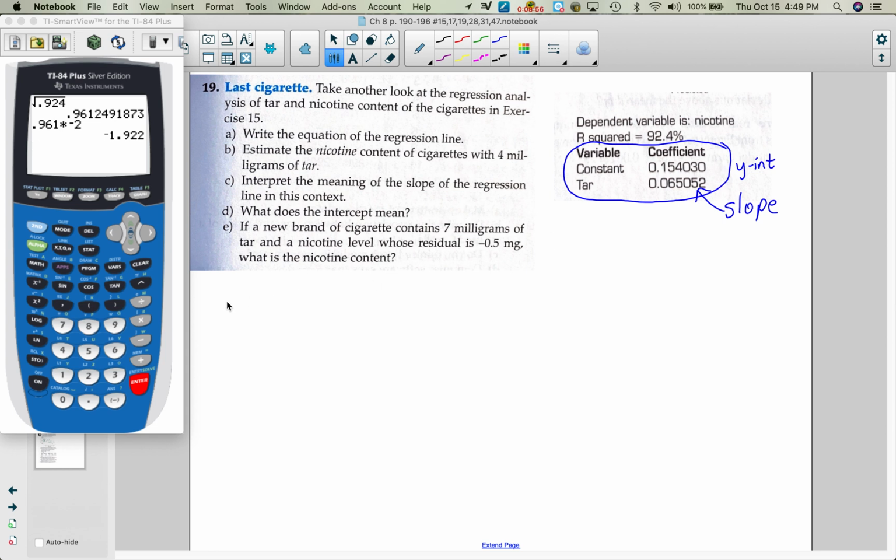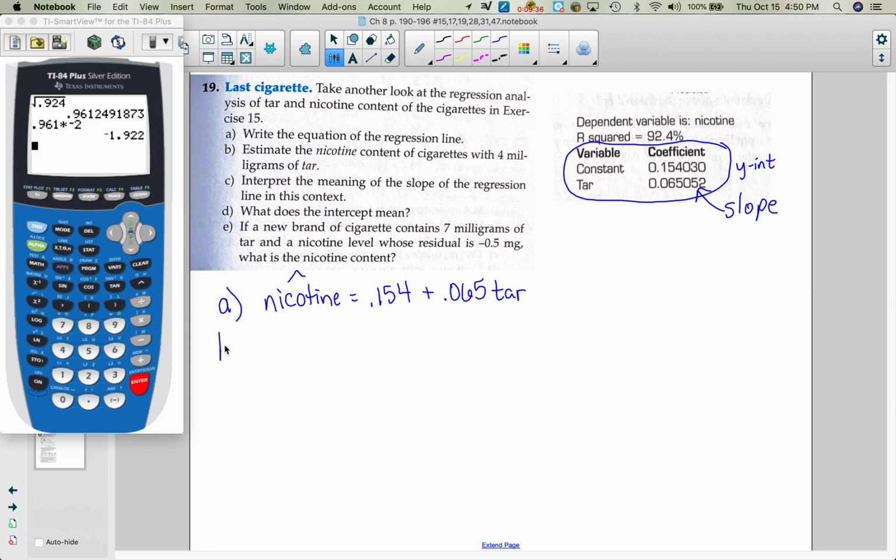So my equation for part A, when it says write the equation of the regression line, we're going to get nicotine hat equals, my constant was 0.154, I'll just go 3 places, plus 0.065 tar. And that's how I would write my regression equation. So I'm just picking that information out. I know that the slope is positive. We saw the graph, so we know that, but also I have a positive slope.